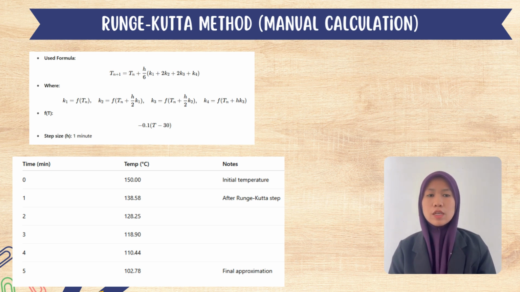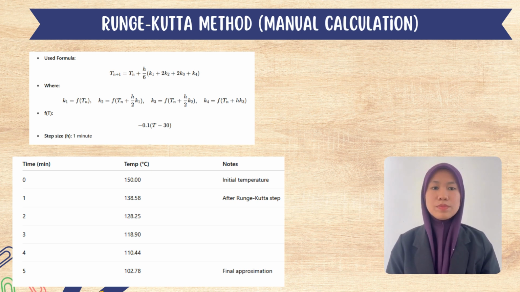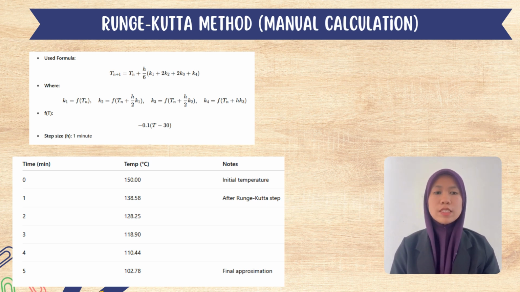The formula looks a bit complex, but it works like this. We start with the initial temperature and calculate K1, which is the slope at the beginning of the interval. Then, we use K1 to estimate the midpoint and calculate K2. So, we repeat this to get K3 and finally calculate K4, which is the slope at the end of the interval. Then, we combine all these values using a weighted average to find the next temperature value. This is repeated for each time step.